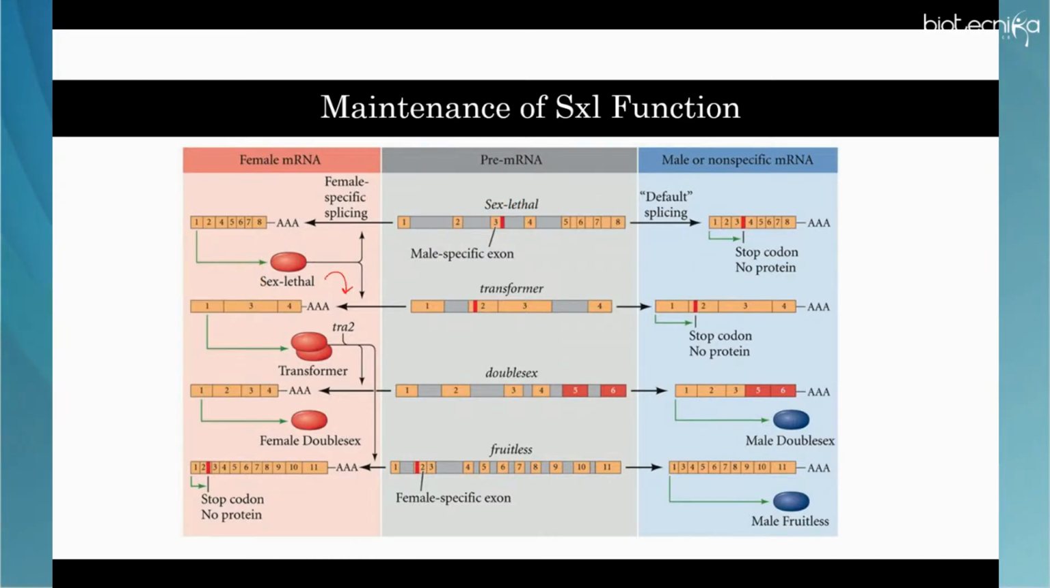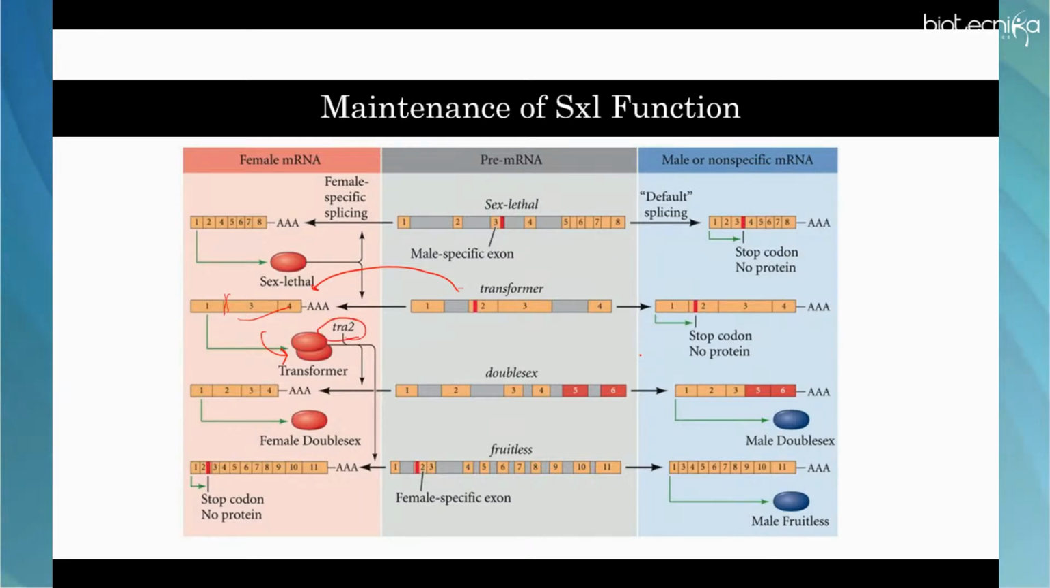Now, Sex lethal will activate the transformer alternate splicing. Again, there are 4 exons. The default splicing is where all the 4 exons are present in the processed mRNA. And since this has a stop codon, again here you won't have any protein. But if SXL is there, then this goes into an alternate splicing where the second exon is completely removed. So that's why no stop codon and transformer protein is formed.